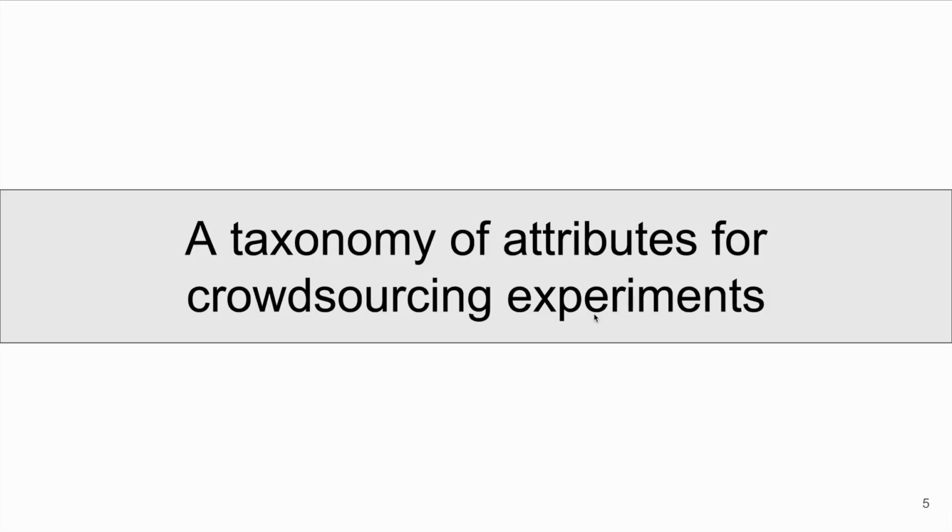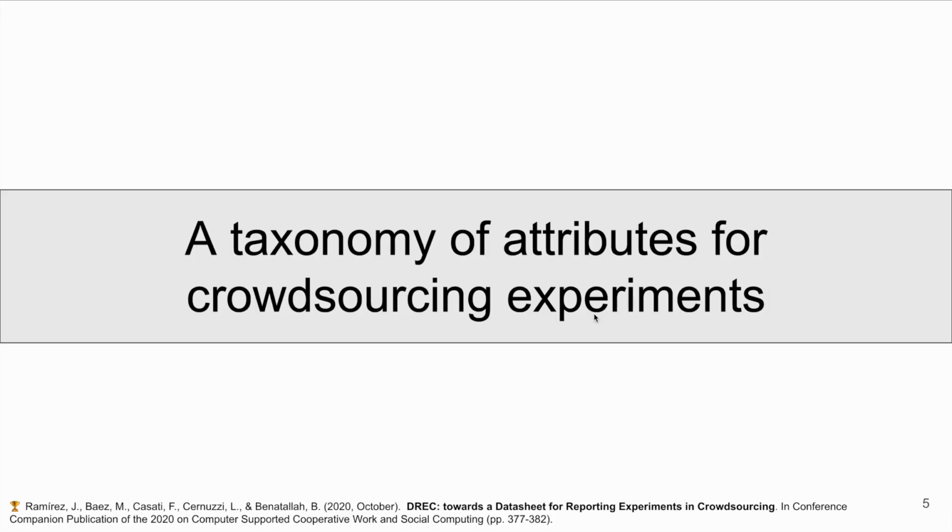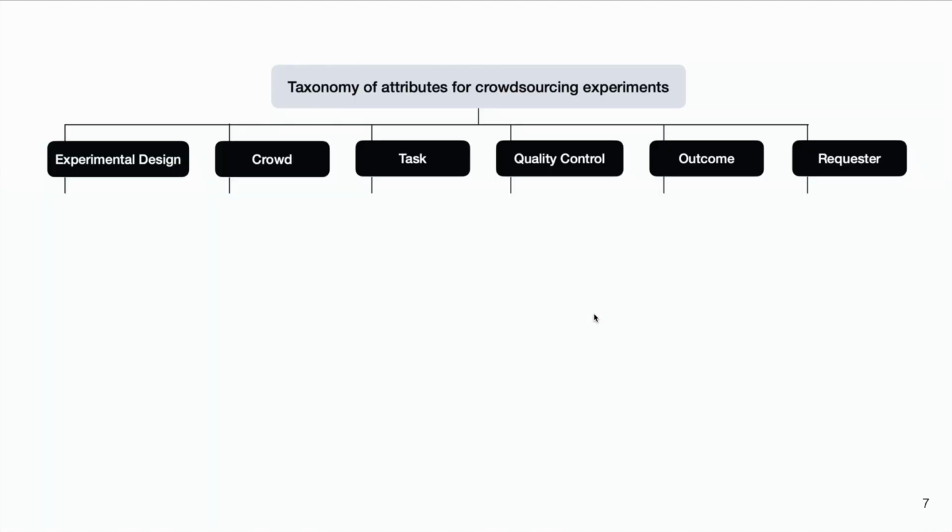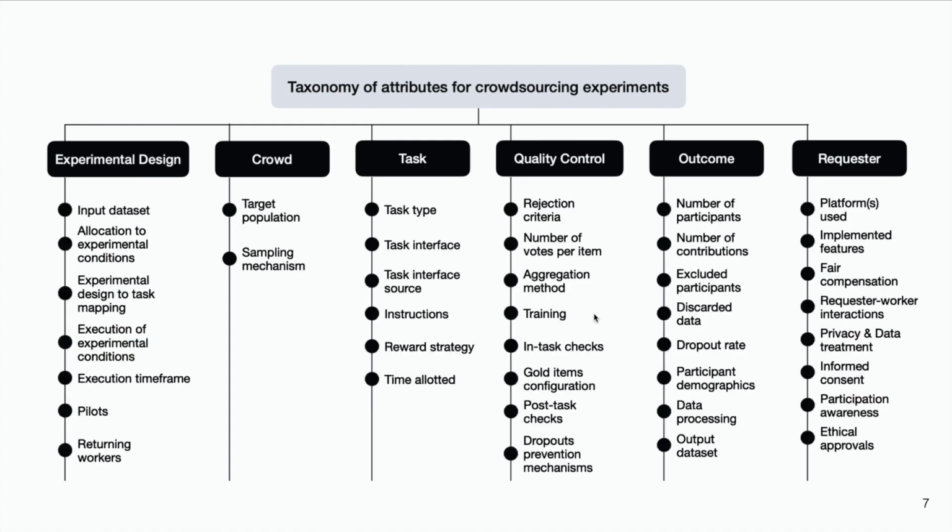So let me start with the taxonomy. An earlier version of this work was published as a poster in CSCW 2020. The final taxonomy involves 6 high-level dimensions: the experimental design, the crowdsourcing workers, the actual task, quality control mechanisms, the outcome of the experiment, and the task requester. Each dimension groups attributes that cover aspects relevant to crowdsourcing experiments. I'll go into more details about each dimension when I present the results from our primary analysis.